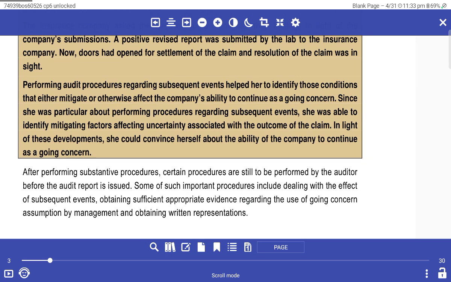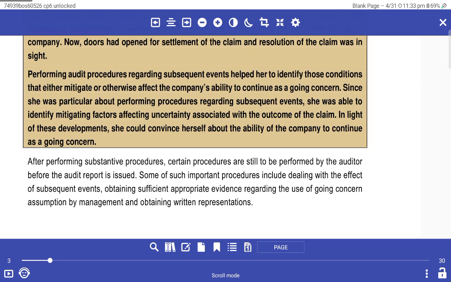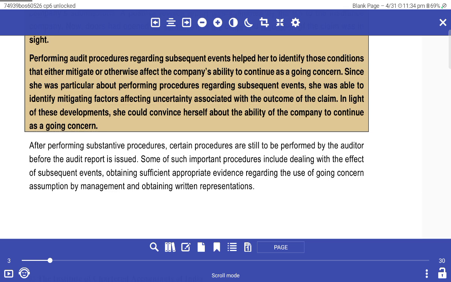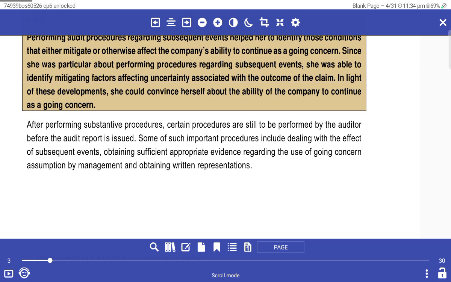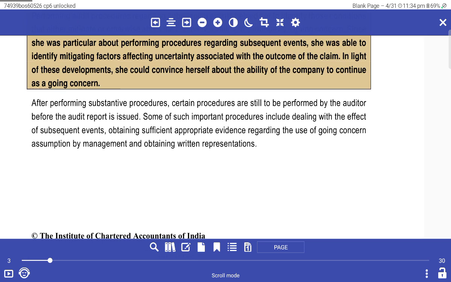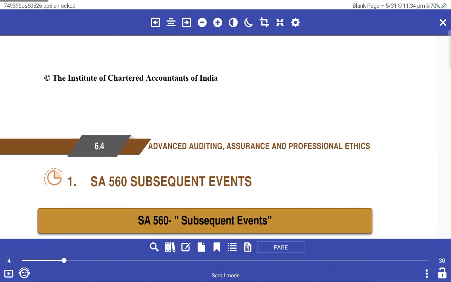The performance of audit procedures regarding subsequent events helped identify conditions that either mitigate or otherwise affect the company's ability to continue as a going concern. Since he was particular about performing procedures regarding subsequent events, he was able to identify the mitigating factors affecting the uncertainty, in accordance with the outcome of the claim. It is a development, and he should convince himself about the ability to continue as a going concern. After performing the substantive procedures, consider the procedures still to be performed by the auditor before the audit report is issued. Some of the important procedures dealing with the effect of subsequent events: after obtaining sufficient appropriate audit evidence on the going concern assumption used by management, obtain written representation.